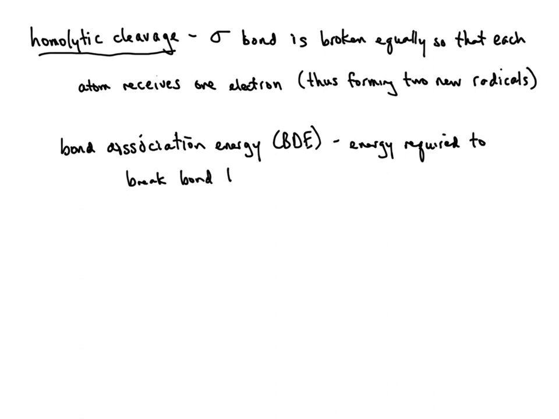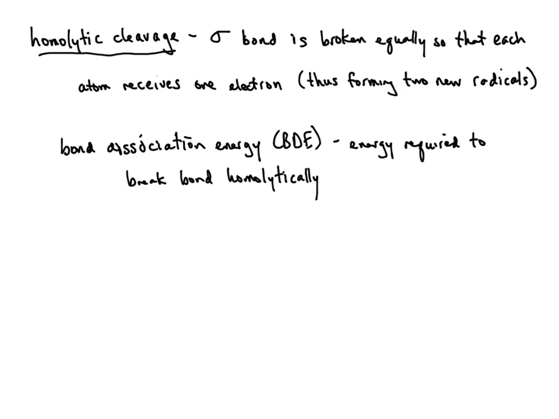And these BDEs are usually a little bit lower than the heterolytic bond cleavage, in which you've got two species that are charged. One is negative and one is positive. And so the reason why these BDEs are a little bit lower than heterolytic bond cleavage is because no charges are generated.